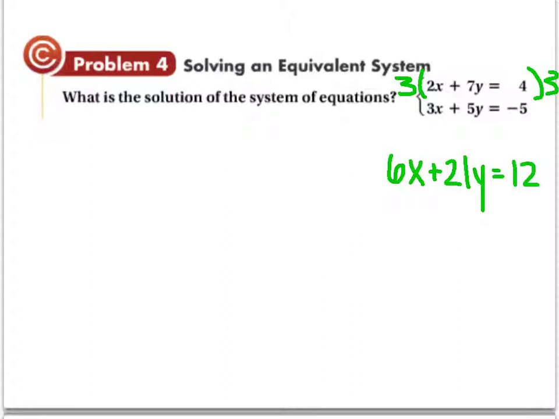Now I want to create an opposite. So if I want the opposite of 6x, what is the opposite of 6x, Jess? Right. So how could I change 3x plus 5y equals negative 5? What could I multiply that by, Liz? Negative 2. Very good. So now I have negative 6x minus 10y equals 10.